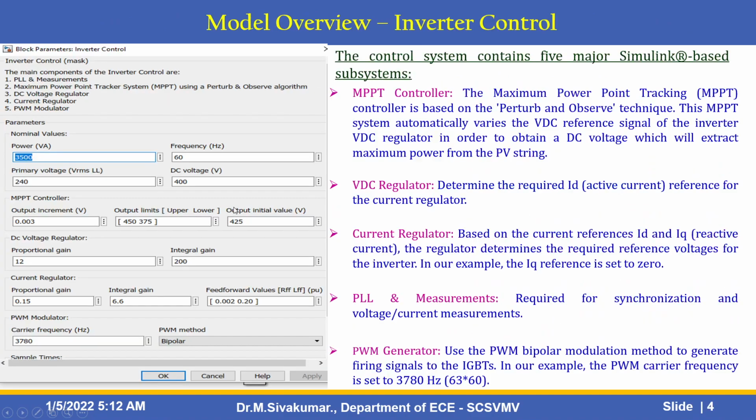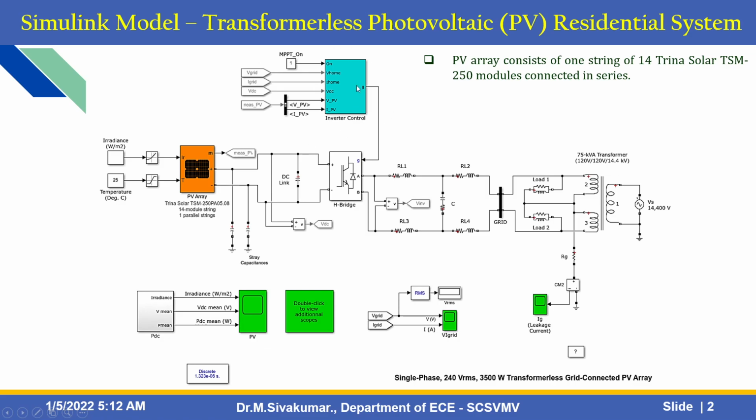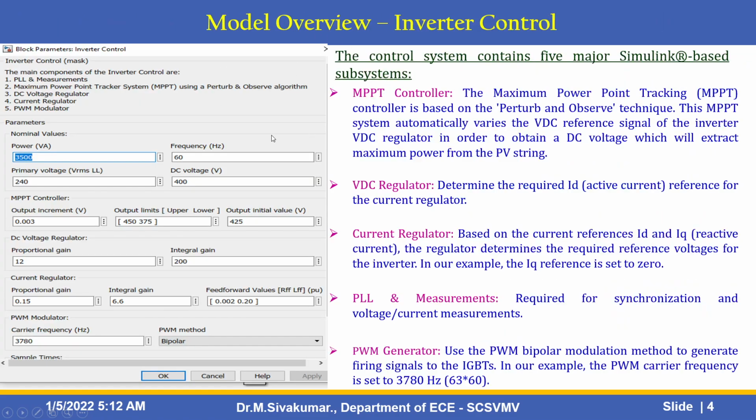Similarly, the model overview for the inverter control: the control system contains five major Simulink subsystems. This inverter control block implements the main components of the inverter controller: PLL and measurements, a maximum power point tracker using the Perturb and Observe algorithm, a DC voltage regulator, a current regulator, and a PWM modulator. These are the parameters we need to set.